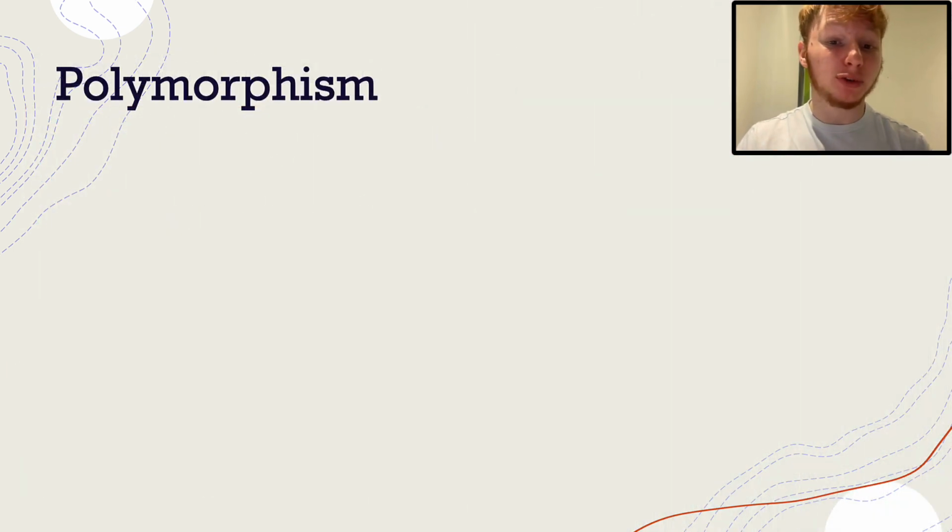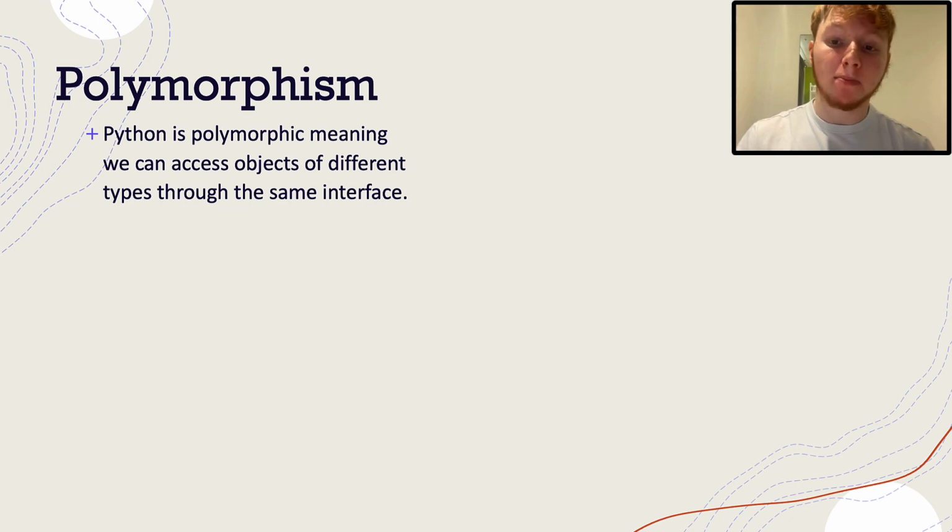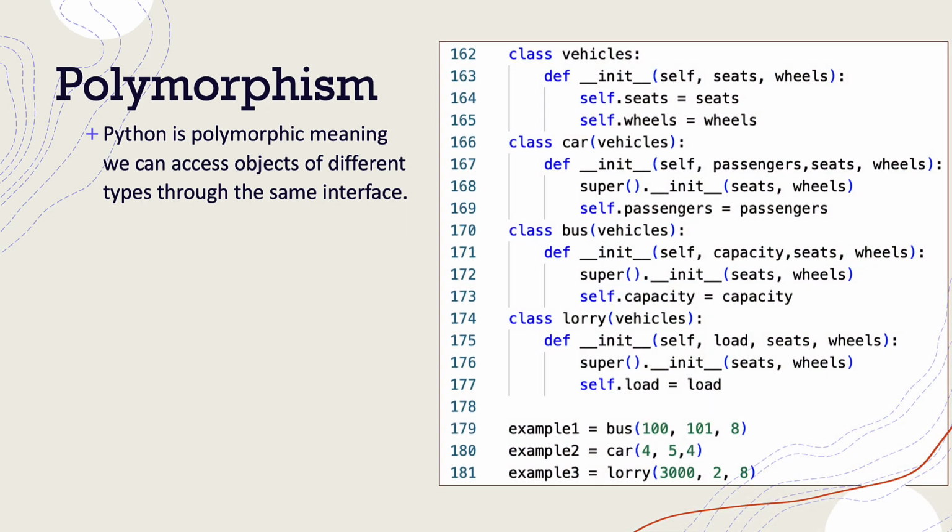Now on to my final topic of today. Python is polymorphic, meaning we can access objects of different types through the same interface. An example of polymorphism would be a class called vehicles, and then a subclass called lorries, for example. All vehicles will have wheels and seats, but maybe for a lorry you would like to add in a load. Here is how you go about writing that out.